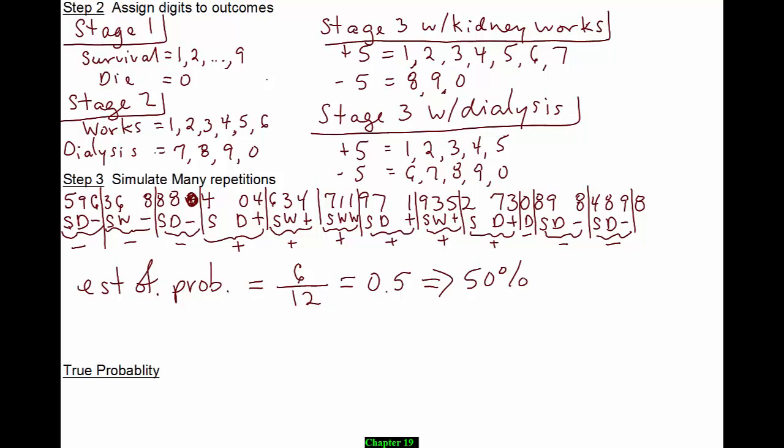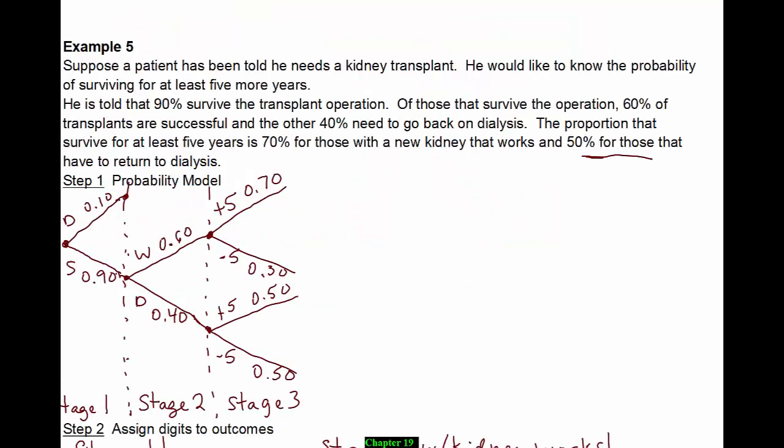But we can compute the true probability. Let's go ahead and take a look at the tree diagram again. Again, we know that we're going to need to look at the paths that lead to the event of interest. And what is our event of interest? We want to know the probability of surviving at least 5 years. There are 2 paths that lead to surviving past 5 years. The first one, I'm going to draw in blue right here, is surviving the original operation, having a kidney that works, and then surviving past 5 years. So this first path results in surviving past 5 years.